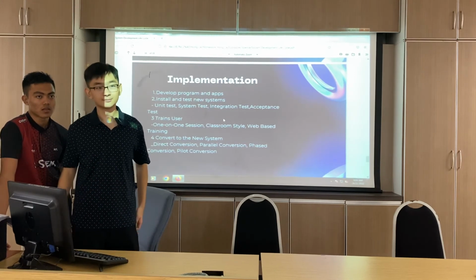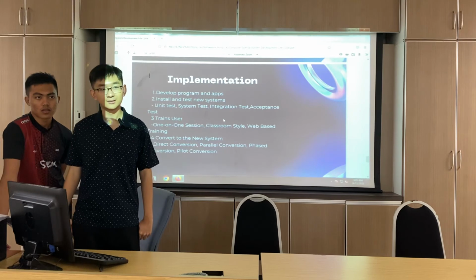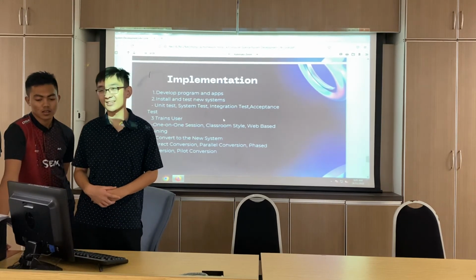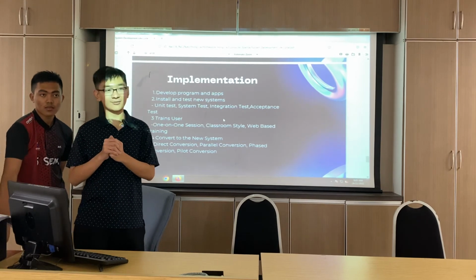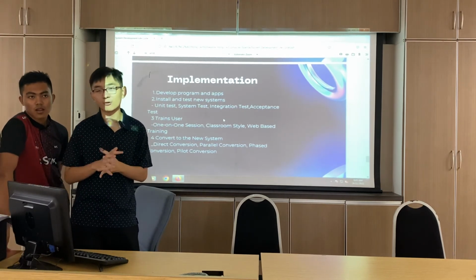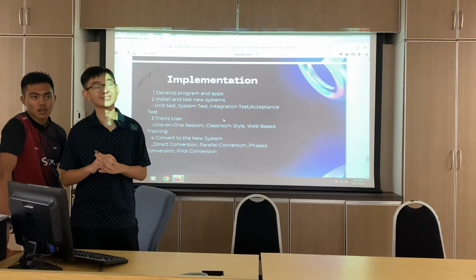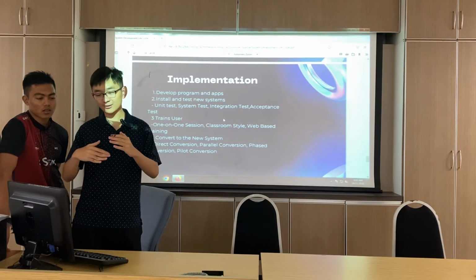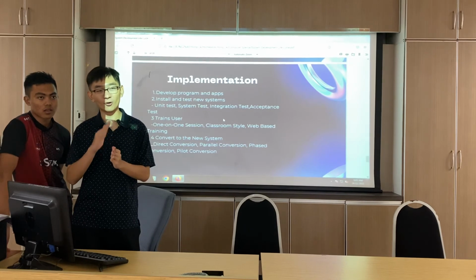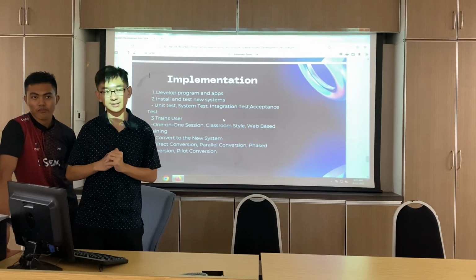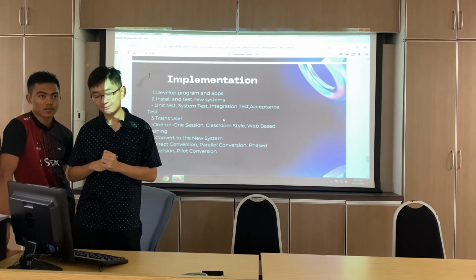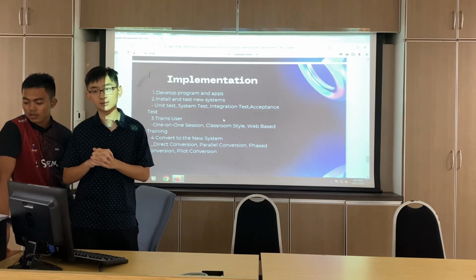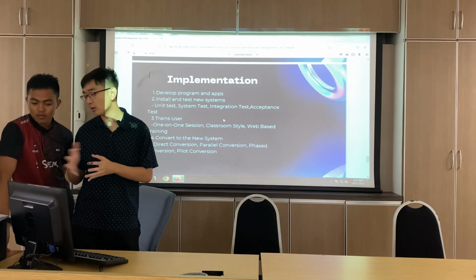And then what is the disadvantage of using parallel conversion? The disadvantage of carrying out parallel conversion is high cost. Why? Because you are operating two systems, the old one and the new one, at the same time. Yes, correct. And then it takes a long time; it's quite lengthier than the other conversions.